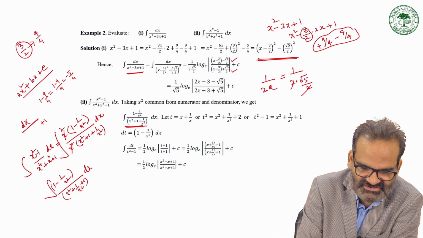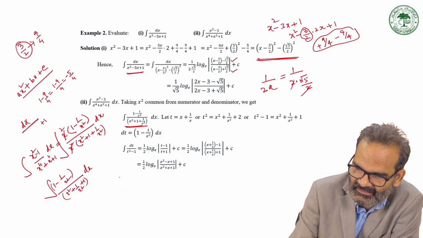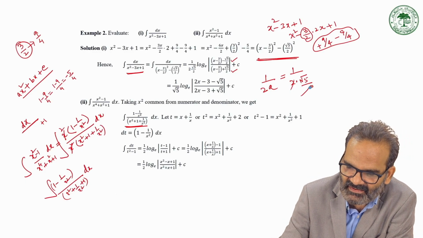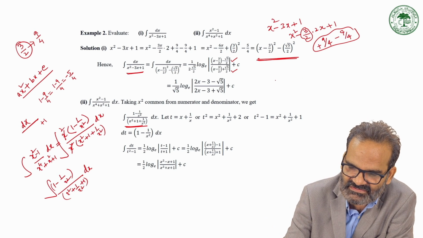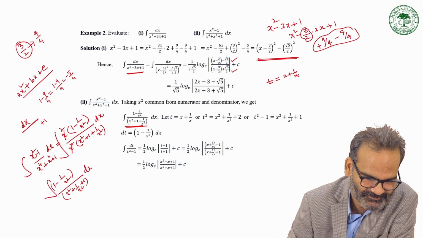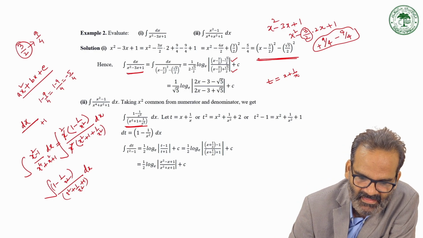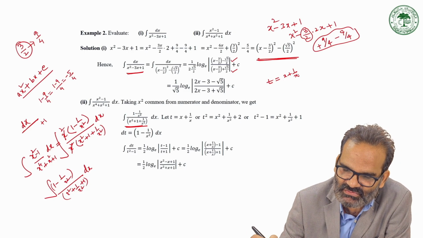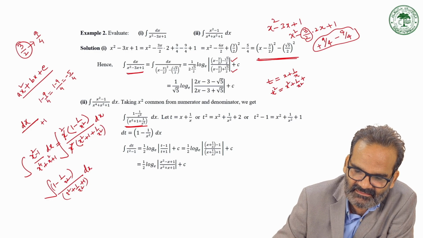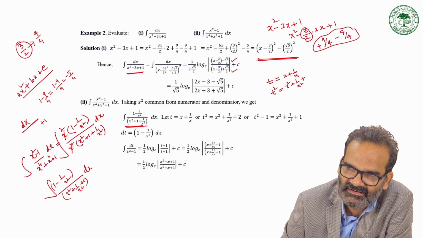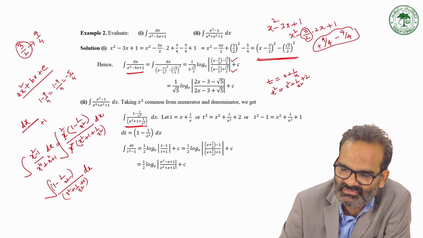See, what will we substitute? If we take t equal to x plus 1 upon x, right? So if t is equal to x plus 1 upon x, then square both sides. You will get t square, and the square of this is x square plus 1 upon x square plus 2 into x into 1 upon x. So you will get here 2, right?